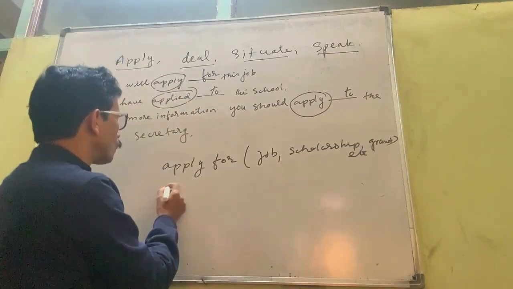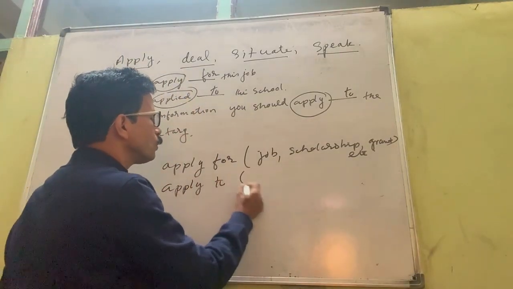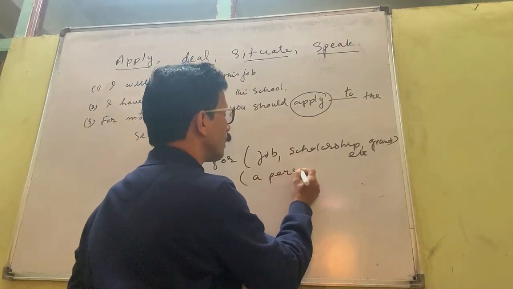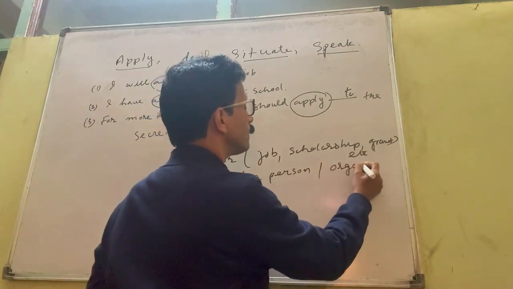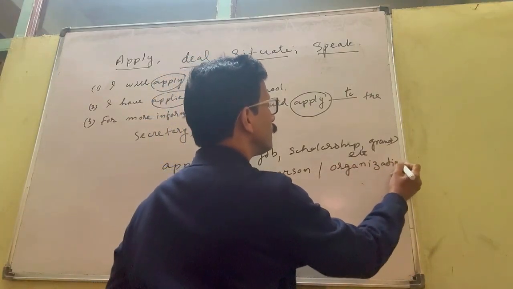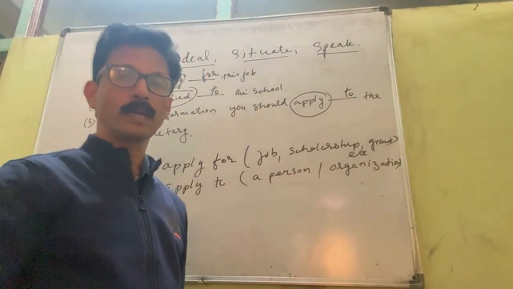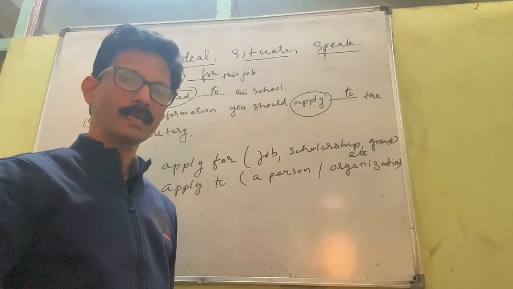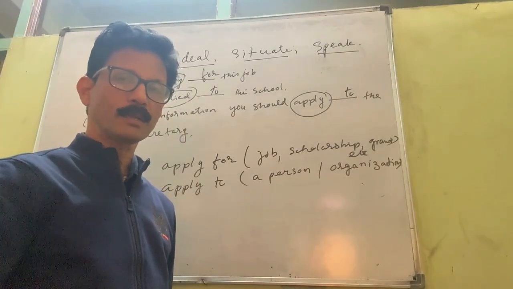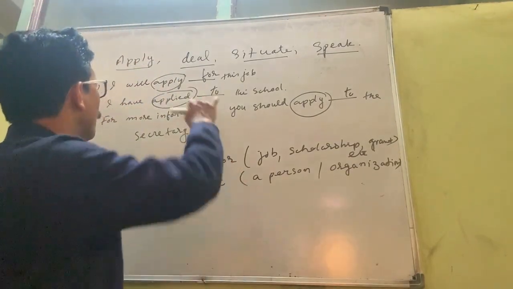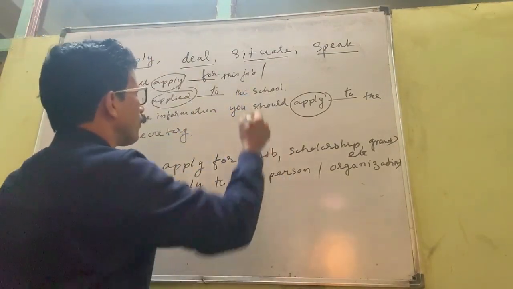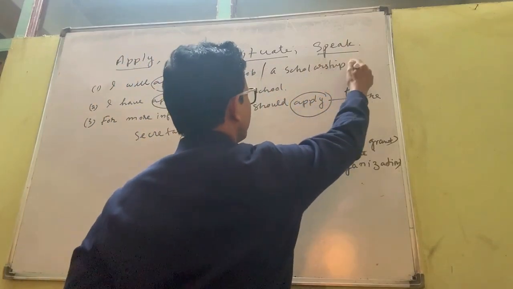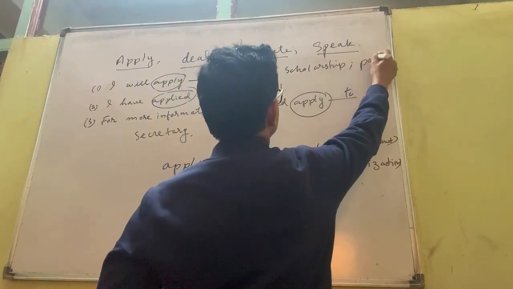And come back to apply to. Apply to is used when you are applying to a person or an organization. This is the basic difference between apply to and apply for. Keep in mind, both are correct, but it changes according to the situation. Apply for this job. You can also write for a scholarship, and for a post, etc.